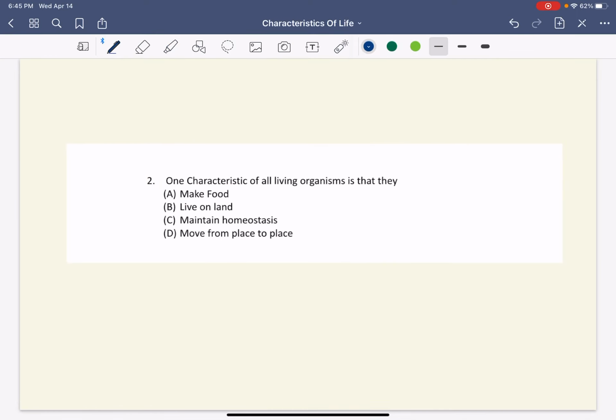Next question that we can practice. One characteristic of all living organisms is that they, so I'm going to highlight a key term here, all. They want you to choose something that no matter what you are, if you're an amoeba or a human, that they both do it. Okay? So make food. Do you make food? We're not talking about you in the kitchen cooking. We're talking about, does your body make food? Do you make food for yourself? Absolutely not. What makes food are autotrophs, like plants.